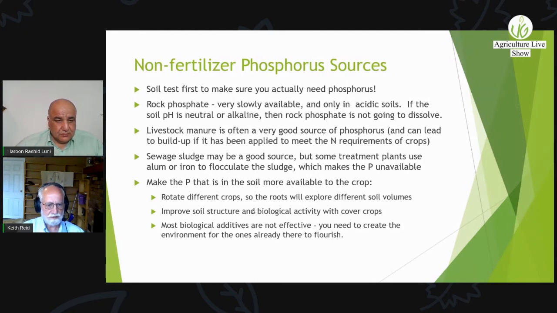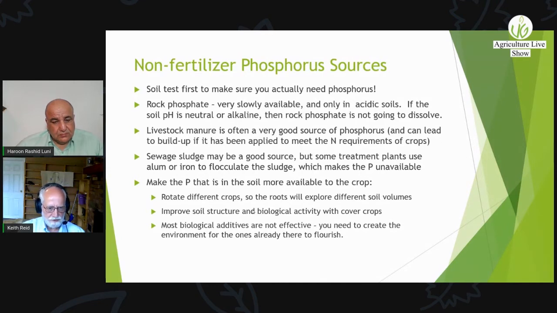Sewage sludge or sewage biosolids may be a good source if you've got it available and it's safe to use from a pathogen point of view, but some treatment plants are using alum or iron to flocculate the sludge, and that ties up the phosphorus so it's not in available form. So you may be adding phosphorus, but the excess aluminum in the alum could actually be tying up the phosphorus in the soil, and it's a net loss rather than a net gain.